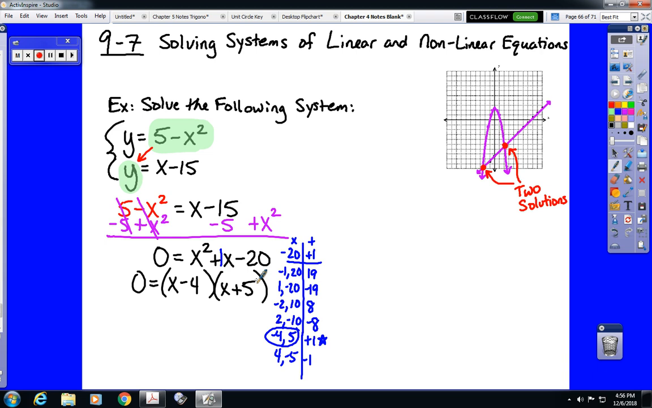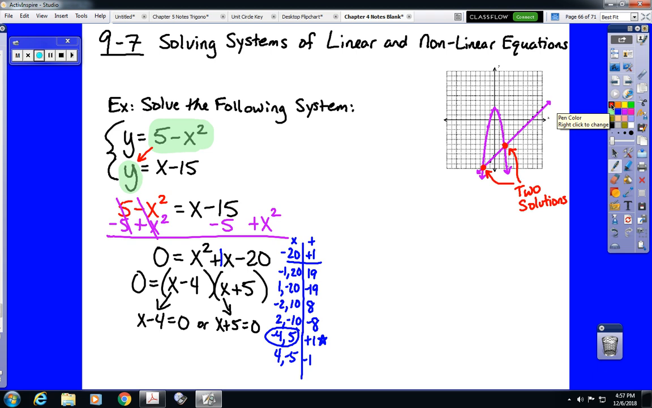Once we have it factored, we apply the zero product property from section 4-3. That says that since these two parentheses are being multiplied to equal 0, one of those sets of parentheses must equal 0. So either x minus 4 is equal to 0, or x plus 5 is equal to 0.